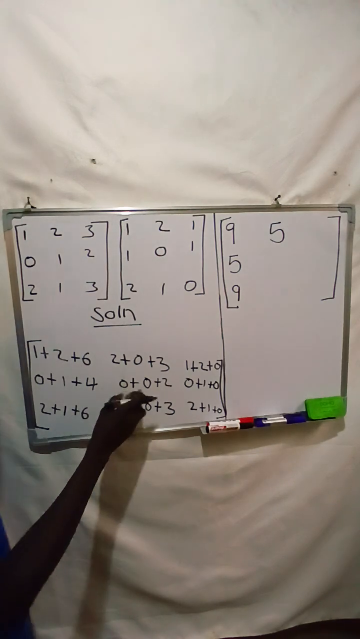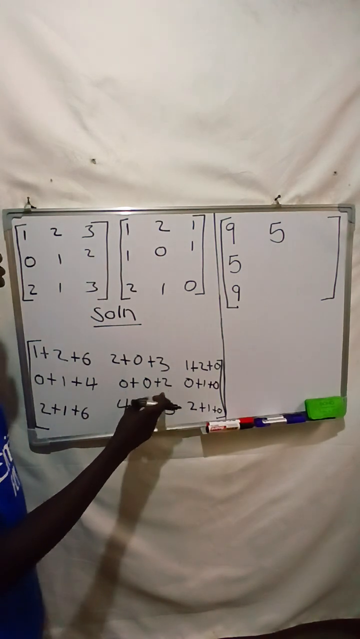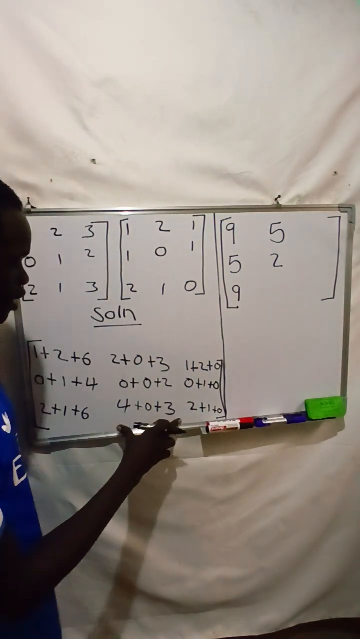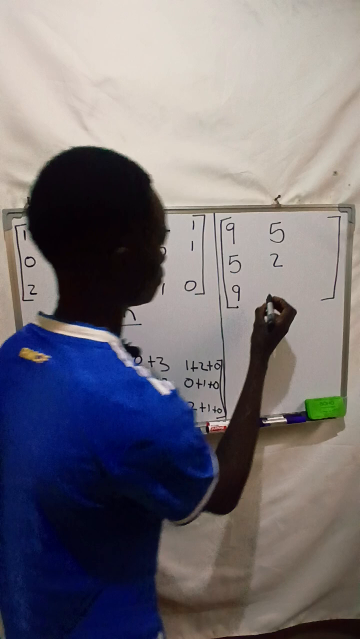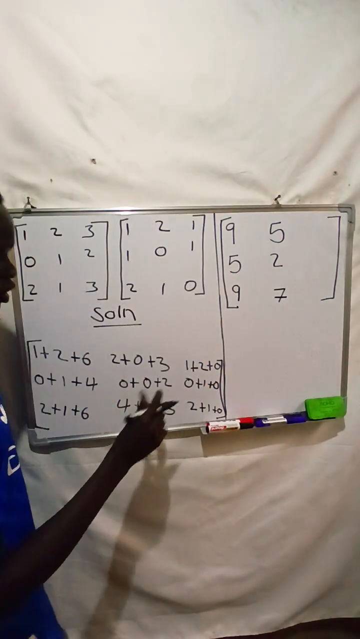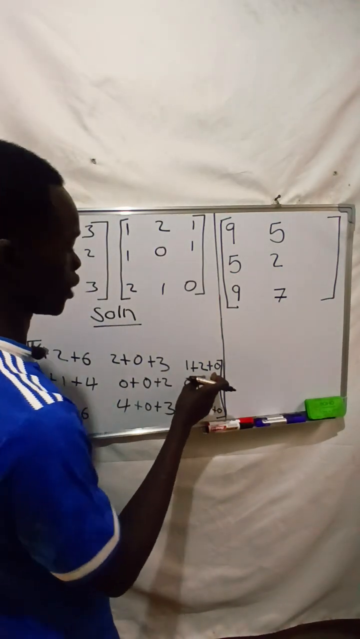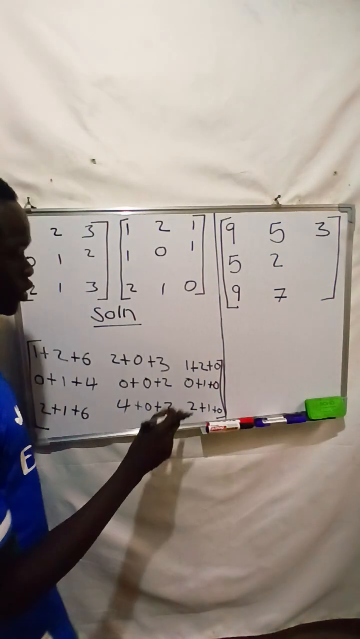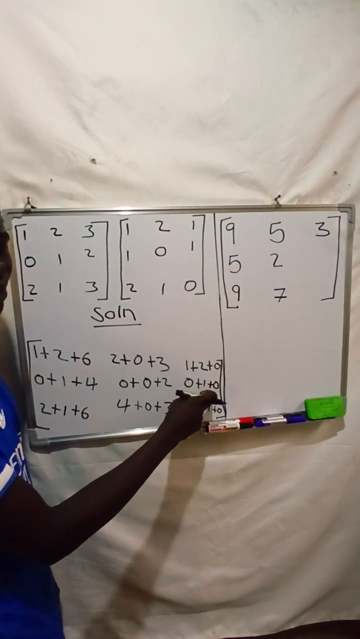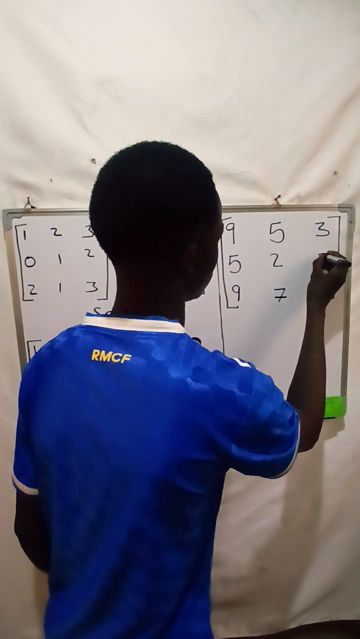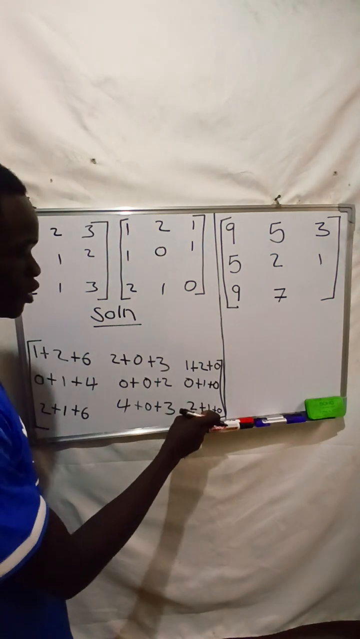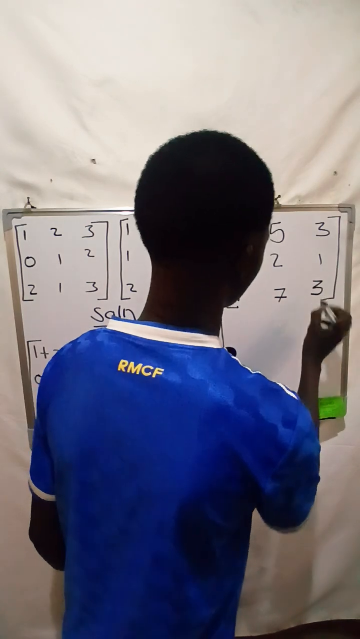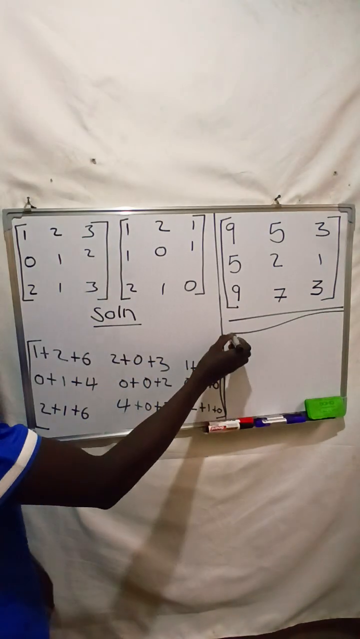How about 0 plus 0 plus 2? I think we're getting 2, right? Okay, bring it here. How about 4 plus 0 plus 3? I think we're getting 7, right? Okay, we put it here. How about 1 plus 2 plus 0? I think we're getting 3, right? Okay, we put it here. How about 0 plus 1 plus 0? I think we're getting 1, right? Okay, we put it here. How about 2 plus 1 plus 0? I think we're getting 3, right? Okay, we put it here. So, ladies and gentlemen, this is our final answer.